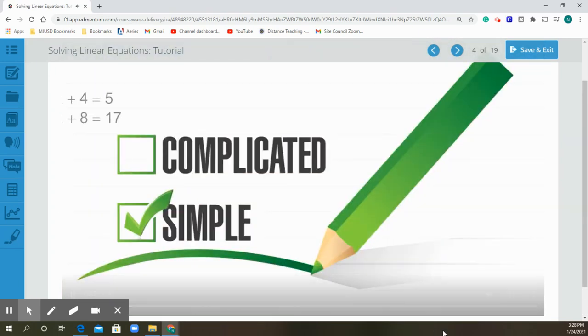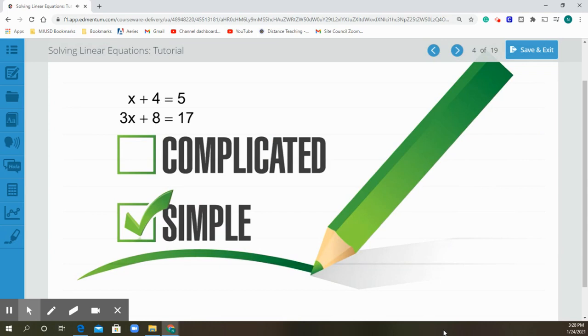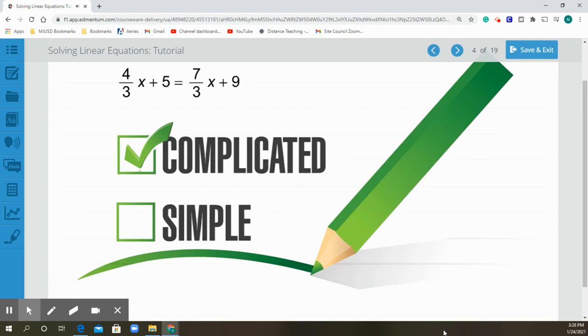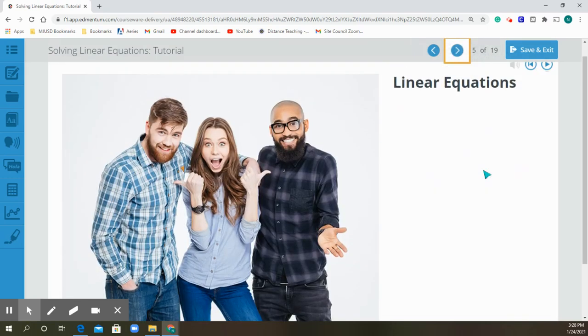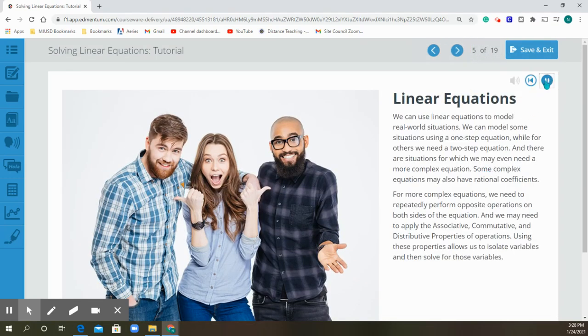Solving one- and two-step linear equations should be a familiar process now. In this lesson, we'll focus on solving more complicated linear equations. Linear equations. We can use linear equations to model real-world situations. We can model some situations using a one-step equation, while for others we need a two-step equation.